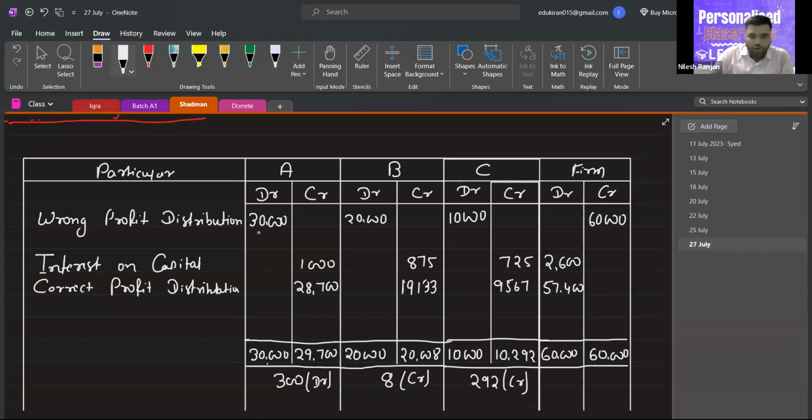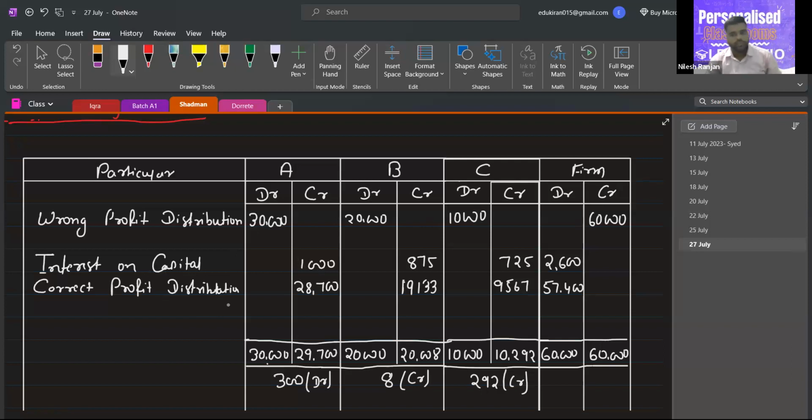So you can see the wrong profit distribution. We are taking this money back from the partners: 30,000, 20,000, 10,000. So we are taking the money, so it is debited. Now interest on capital is paid to them, so it is credited in their column, and the correct profit distribution is also paid to them, so it is credited in their column.